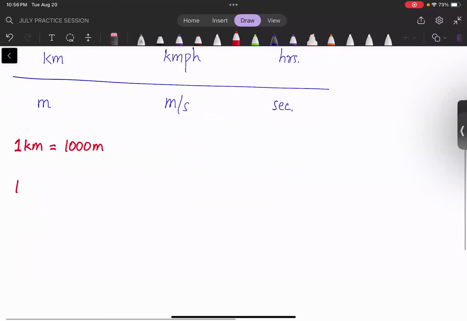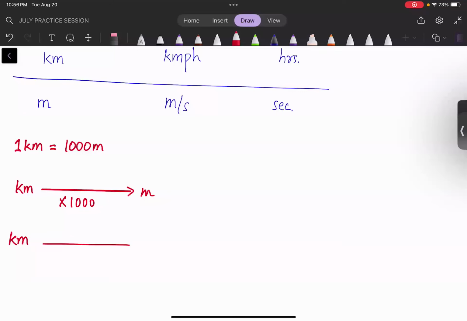So that means if I want to convert kilometers to meters, I should multiply by 1,000. If I want to do the opposite, that means from meters to kilometers, see the arrow direction, meters to kilometers, I should divide by 1,000. Okay. So distance unit conversion is very simple. Let's see the speed conversion.